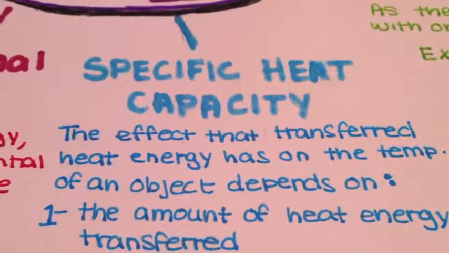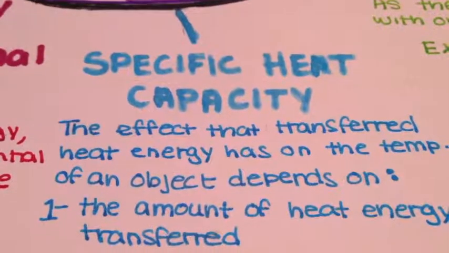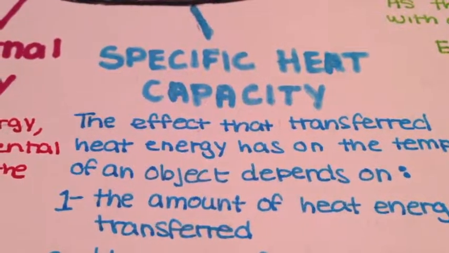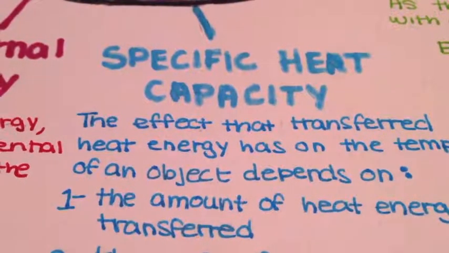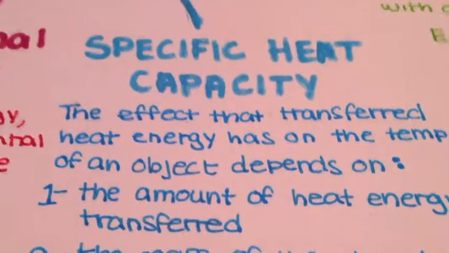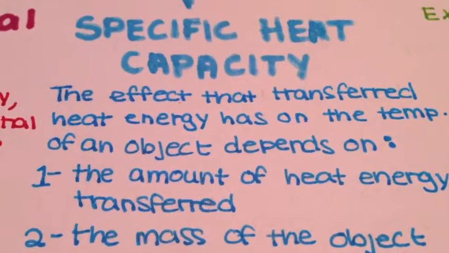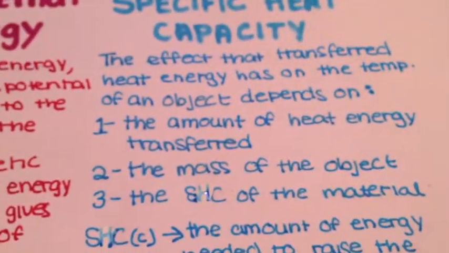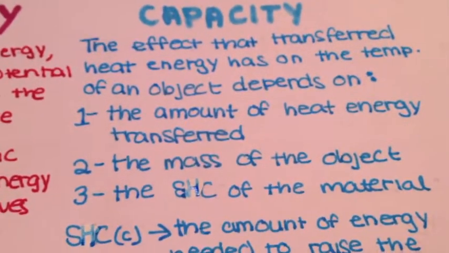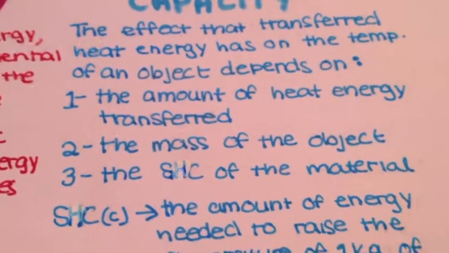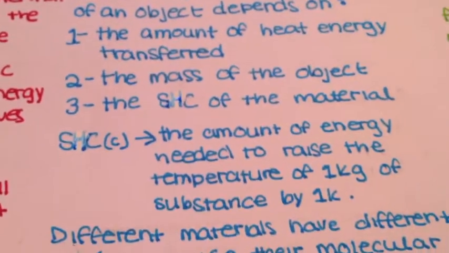However, heat is seen to be transferred differently depending on the substance being heated. Transferring the same amount of heat energy to two different objects will not necessarily cause the same rise in temperature in both. The effect that transferred heat energy has on the temperature of an object depends on three things: the amount of heat energy transferred, the mass of the object, and the specific heat capacity of the material from which the object is made. What is specific heat capacity?